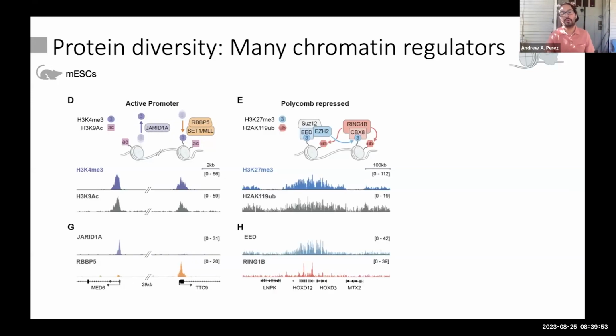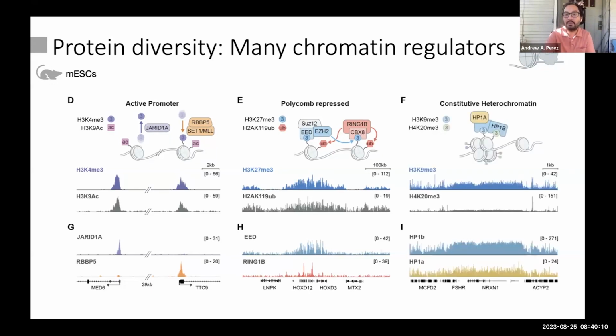Polycomb repressed, we have our PRC1, PRC2, EED being PRC2, matching the H3K27 trimethylation, and then Ring1B being part of PRC1, matching the H2A lysine 119 ubiquitination. And then lastly, we have constitutive heterochromatin. These are read by HP1 alpha and beta. And so we can see that we're getting nice co-localization of the constitutive heterochromatin histone modification with our HP1 alpha and beta chromatin readers.